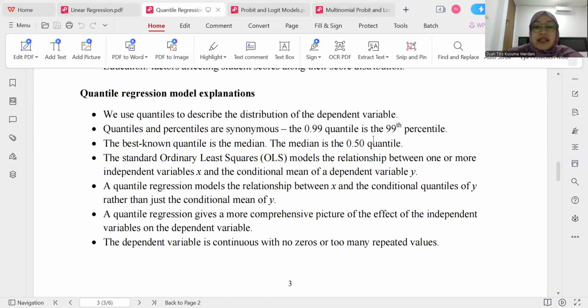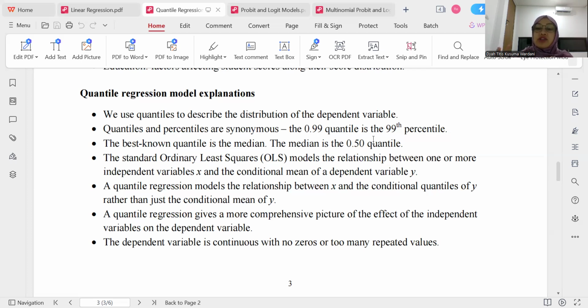In the standard ordinary least squares or OLS model, we model the relationship between one or more independent variables and the conditional mean of a dependent variable y. The quantile regression model models the relationship between y and the conditional quantile of y, rather than just the conditional mean of y. So please emphasize this.